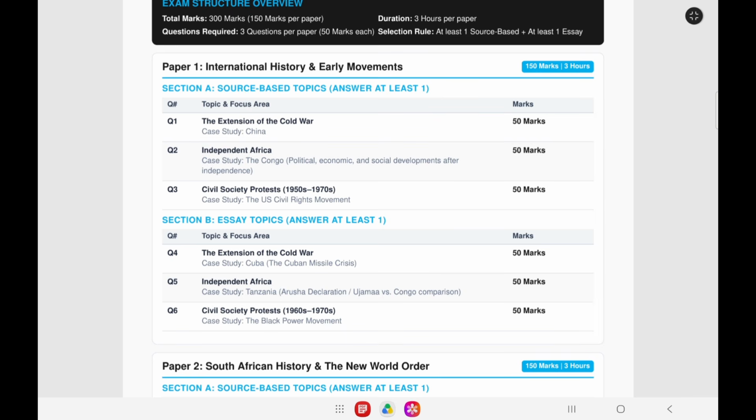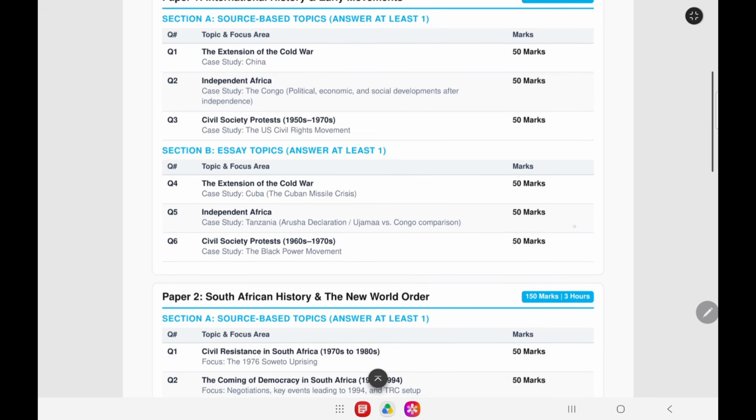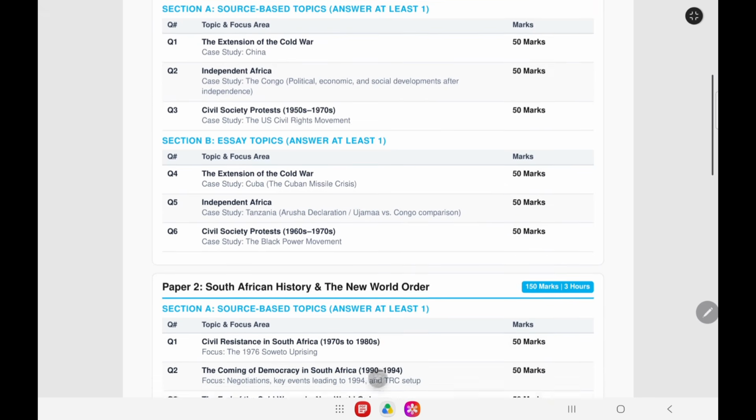If you only choose 2 questions, you'll have, let's say, 50 marks in section A and 50 marks in section B, which means you'll be writing out of 100. And you need to choose 3 so that you have an extra 50, which is 150. Okay, that's what you should do. Answer 3 questions. Let's move to paper 2.